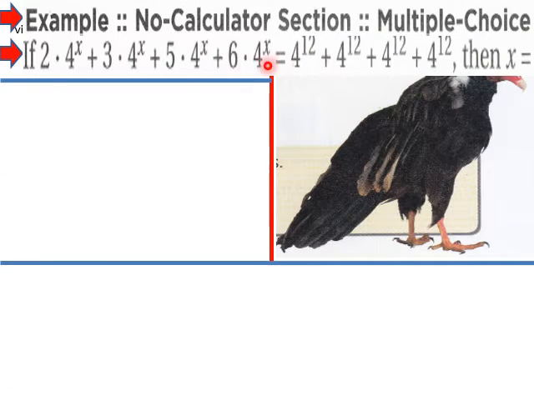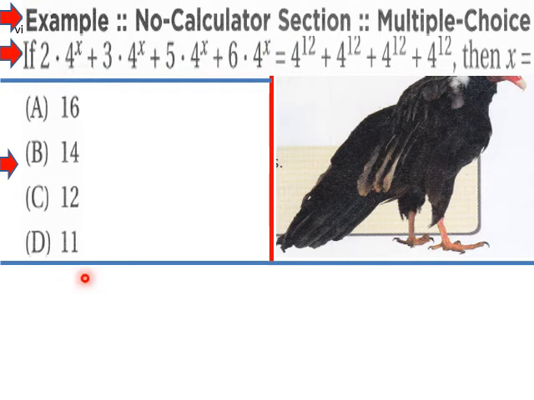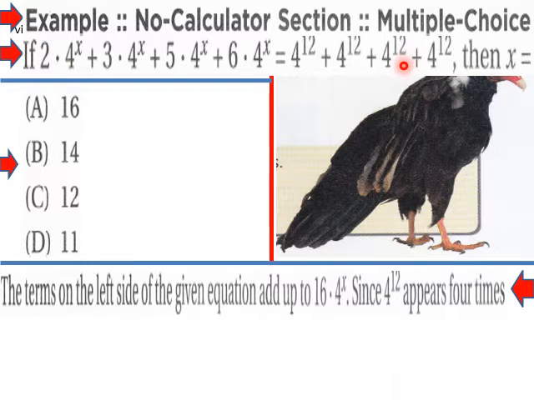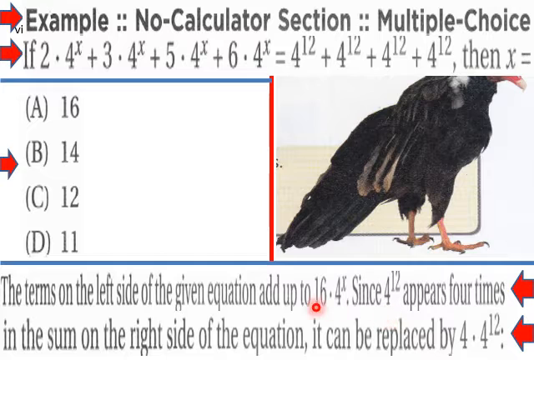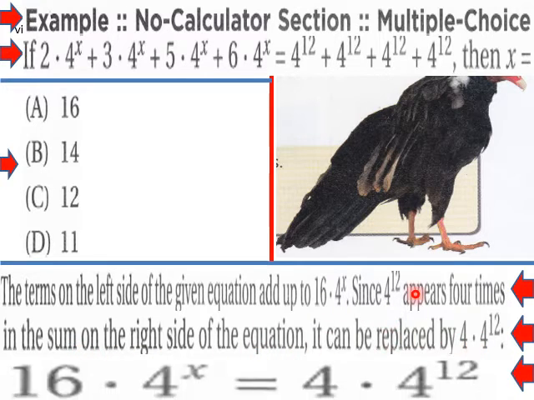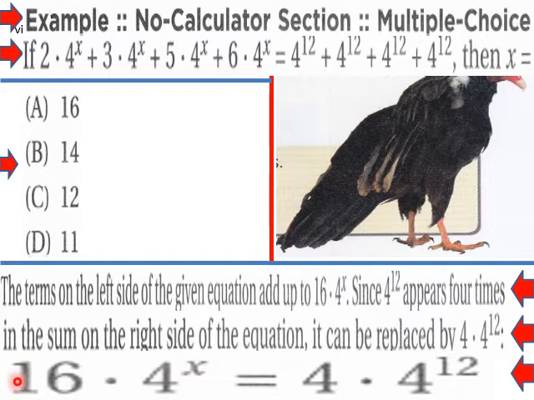Example, no-calculator section, multiple choice. We have this statement here, and here are the options for the answer. We're trying to find what x equals. On this side, we have this. The terms on the left side of the given equation add up to 16 times 4 to the x. Since 4 to the 12th appears 4 times, the sum on the right side of the equation can be replaced by 4 times 4 to the 12th. So we can simplify it to this.